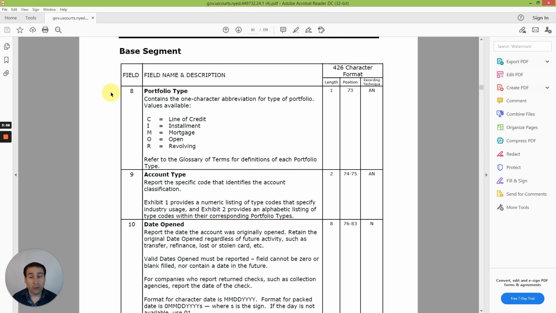Also keep in mind, though, that the portfolio, as important as it is, a lot of times the credit reports may or may not disclose this data to you.